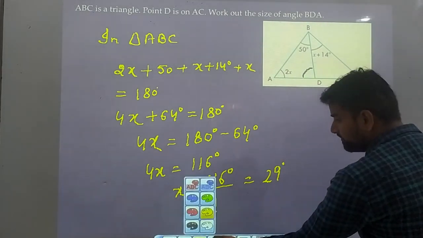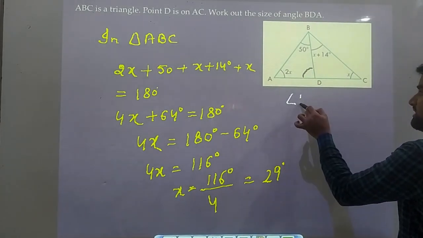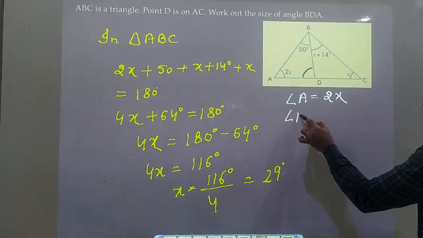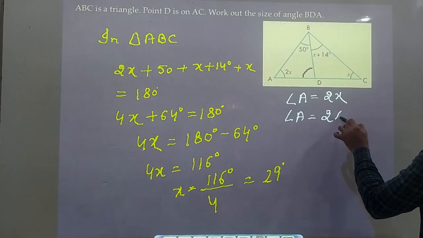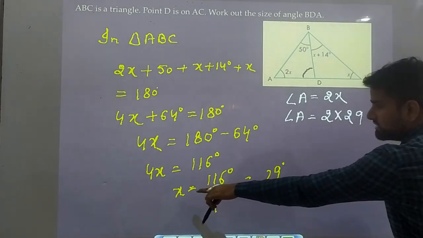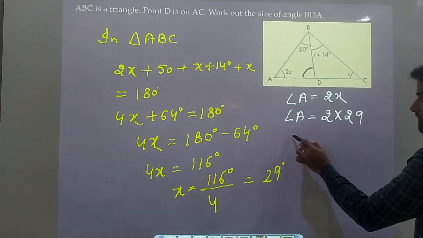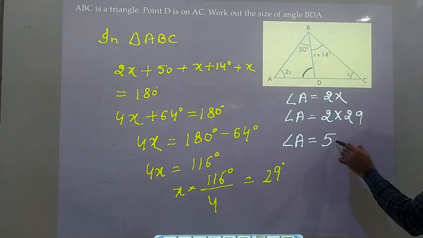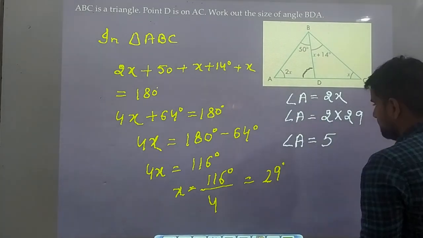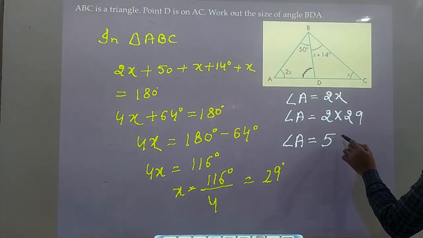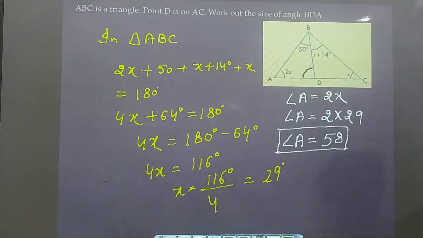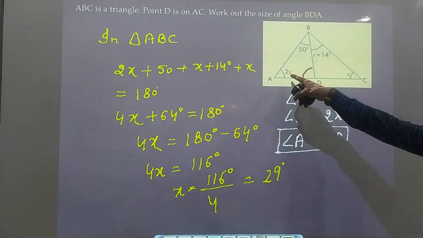And since we know that this angle A is equal to 2x, that means angle A is equal to 2 times 29, because x has value 29. So angle A is equal to 29 times 2, that is 58. Okay, so angle A is 58. So this angle A is 58.